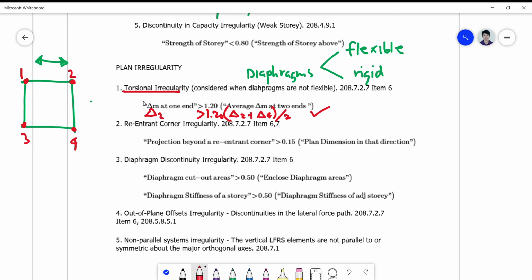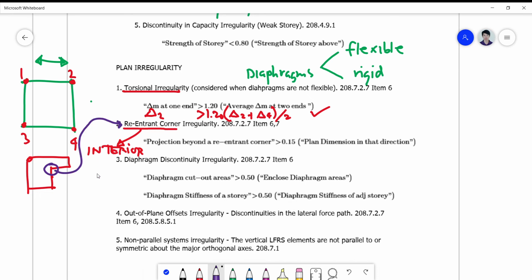So number 2, we're talking of re-entrant corner. Before we proceed, what is a re-entrant corner? A re-entrant corner is actually an interior corner. It is anything that you see on the interior aspect of the plan. Say I have here a building which is like this. What is my interior corner here? My interior corner is actually this one. So I have a re-entrant. You call this a re-entrant corner.